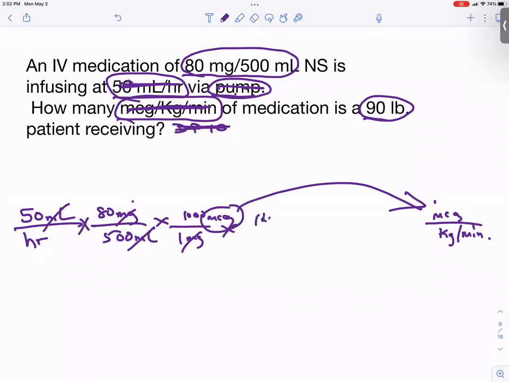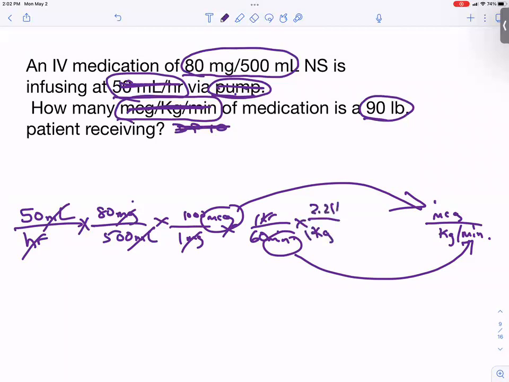I know that 1 hour is 60 minutes. Gets rid of my hour. I have my minutes. Now I got to get kilograms. So 1 kilogram is 2.2 pounds. And the patient is 90 pounds. That gets rid of my pounds, leaves me with kilograms, and now I'm ready to solve.